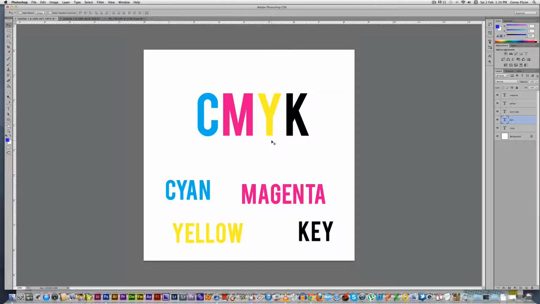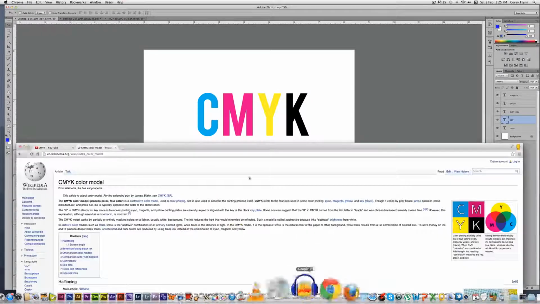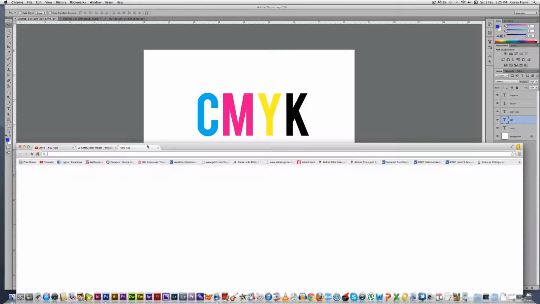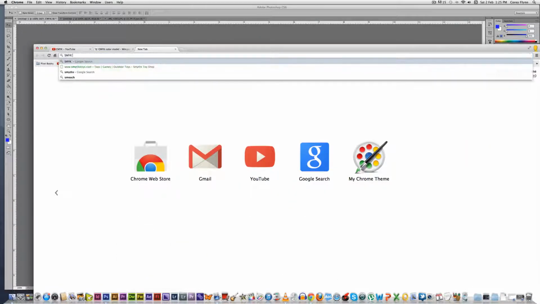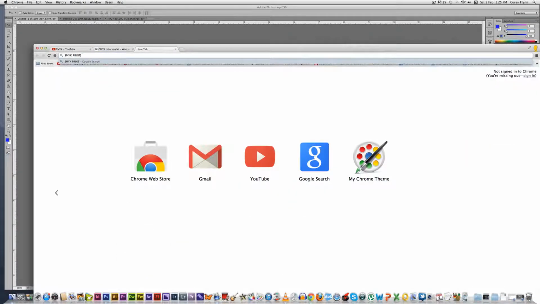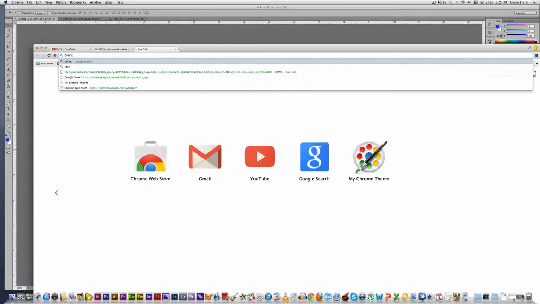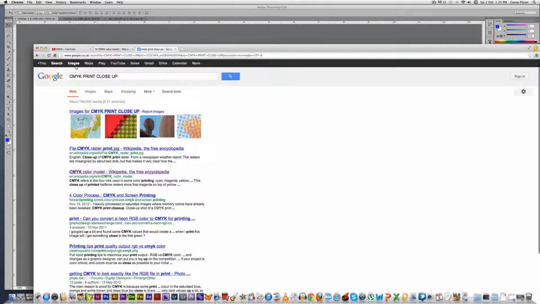And when you would print, you would print in stages, and you'd put the cyan, the magenta, the yellow, and the key all on top of each other to form a picture that is full colour. Now, if I was to look close up at a magazine, you would notice that the colours were made of dots.